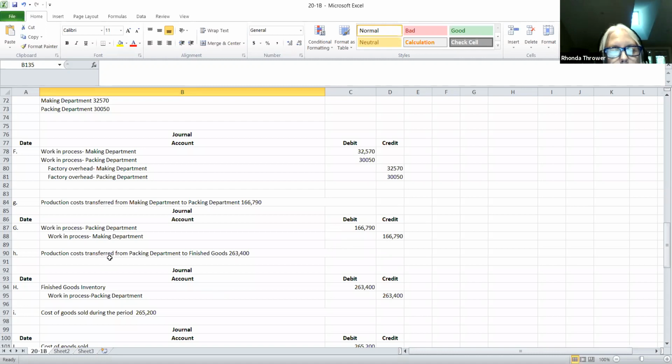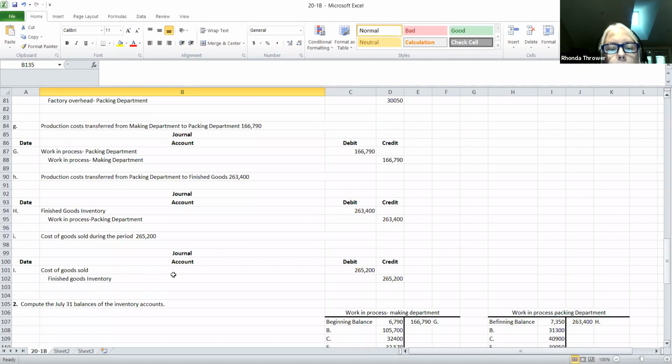The production costs are transferred from packing to finished goods. So finished goods is going to be debited for the amount that was transferred into finished goods from the packing department. The packing department work in process will be credited for the amount of the finished goods. And then we transfer from the finished goods to the cost of goods sold, the amount of goods that we have sold.